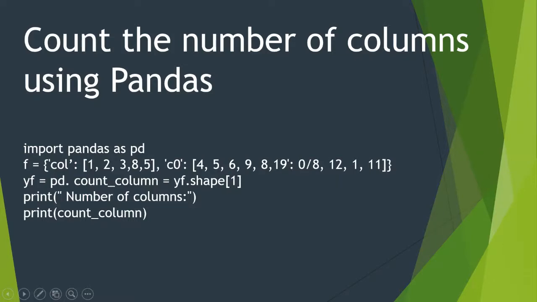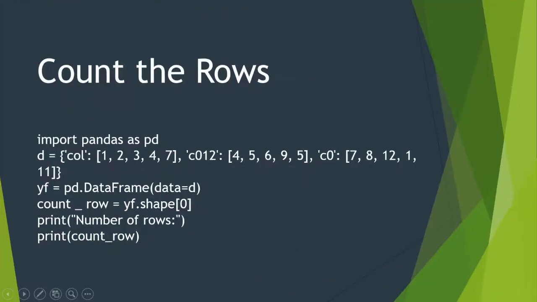And then the next thing is counting the rows. Here we are changing this to 0, and here we are using a predefined method, df.shape. That's all. This is changed to 0.